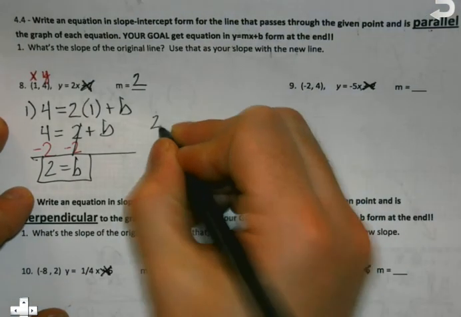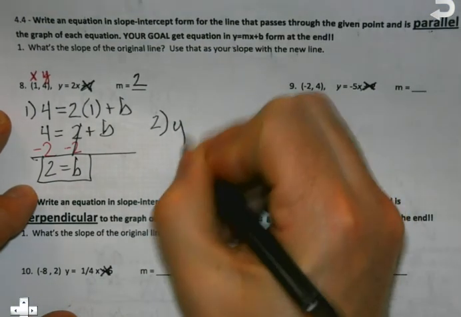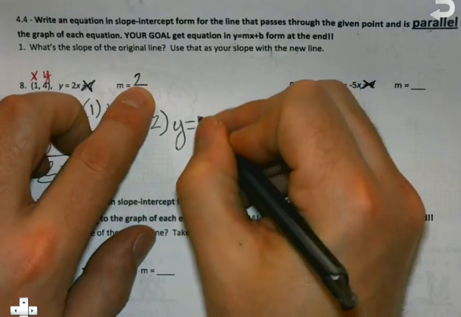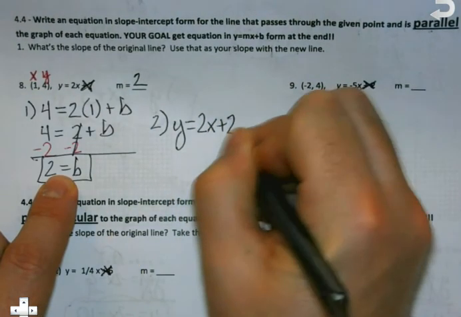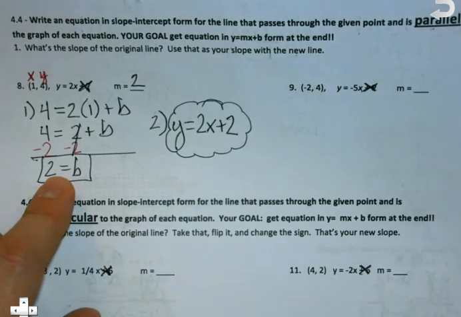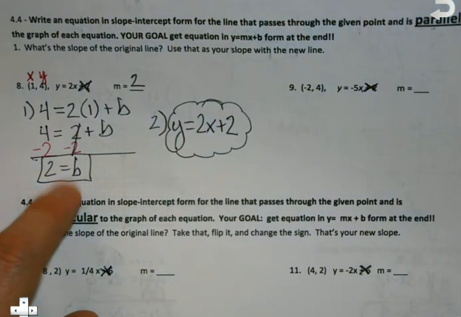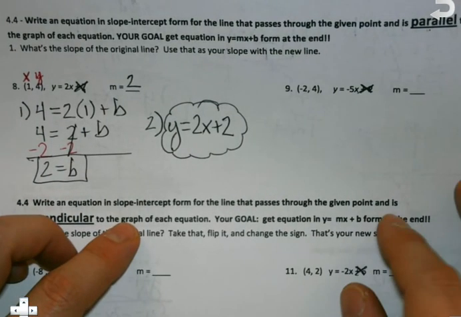So once I have that, what's my actual equation going to look like at the end? Y equals mx plus b. So the only difference between this and those first couple of problems that we did on the front is we actually have to look at the equation to get our slope. Otherwise, it's the same thing.